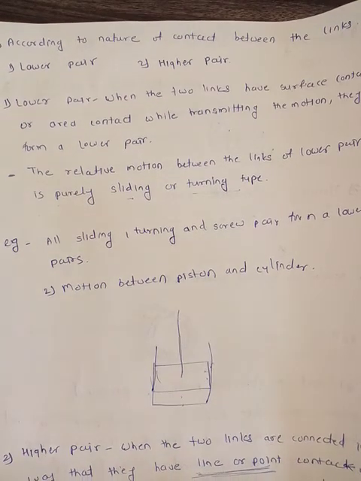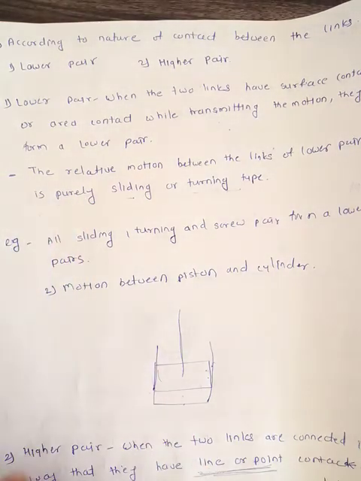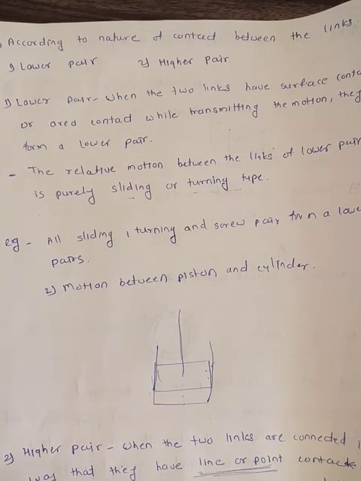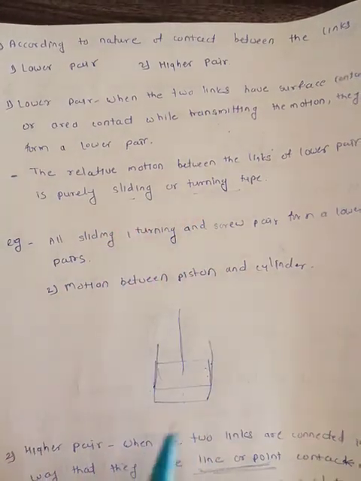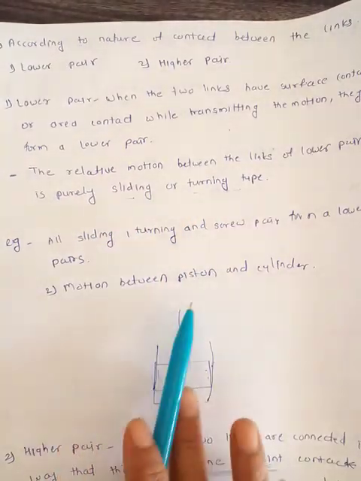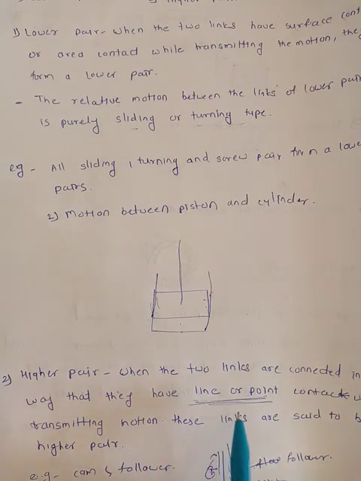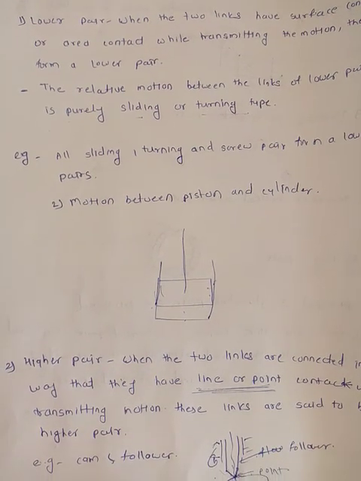Okay, lower pair is when two links have a surface contact or area contact while transmitting the motion. This lower pair is purely sliding or turning type. Example is the motion between the piston and cylinder. And the second is the higher pair, when the two links are connected in such a way that they have a line or point contact while transmitting the motion. These links are said to be a higher pair. For example, cam and follower.